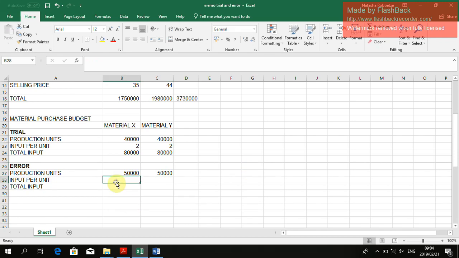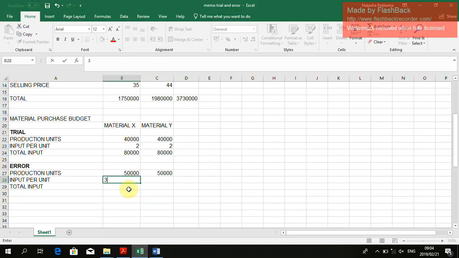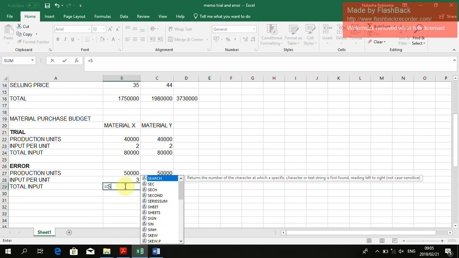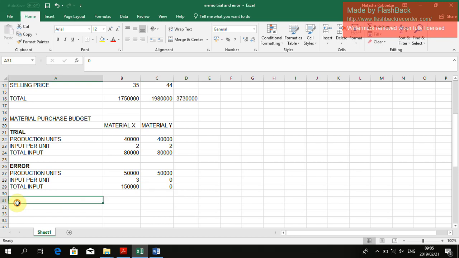I need to go and look for the input per unit. So if I go back to my summary, you will see that product error uses 3 kilograms of raw material X, but no kilograms of raw material Y. So I'm going to say 3 there and 0 here. I need to again calculate the total input. So then I'm going to say the 50,000 times 3. And I get total input. Obviously, the answer there will be 0, because if you multiply anything by 0, the answer remains 0.